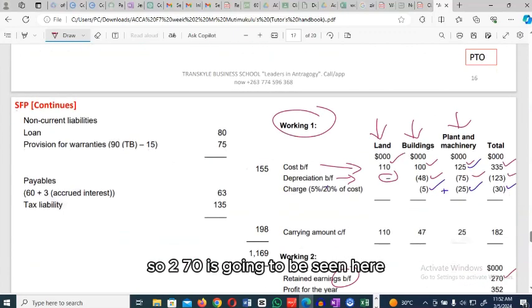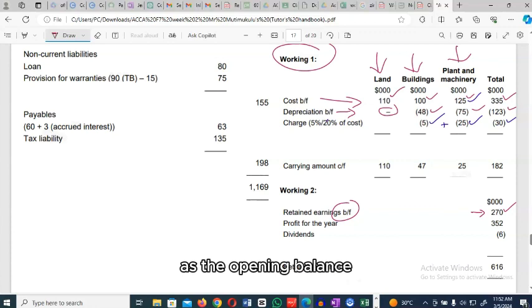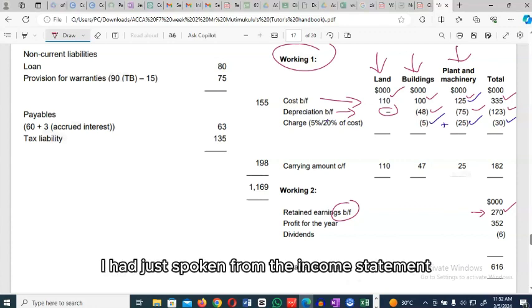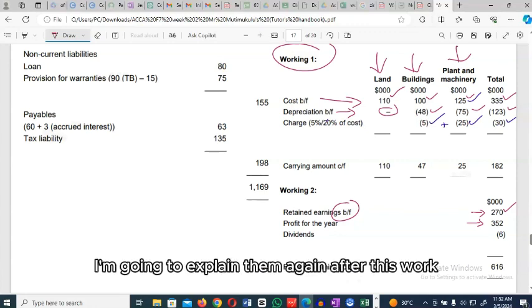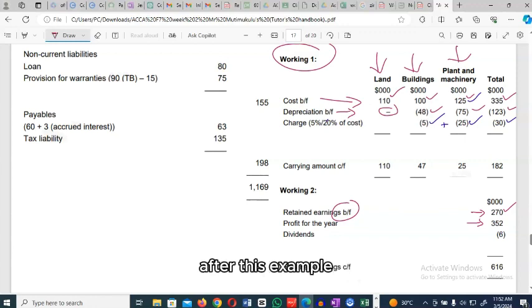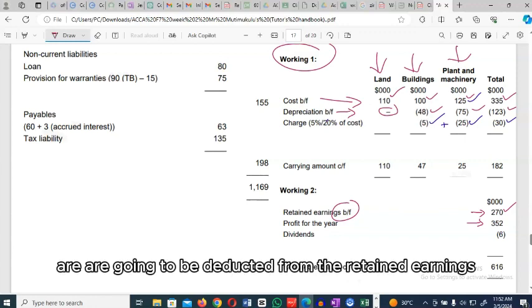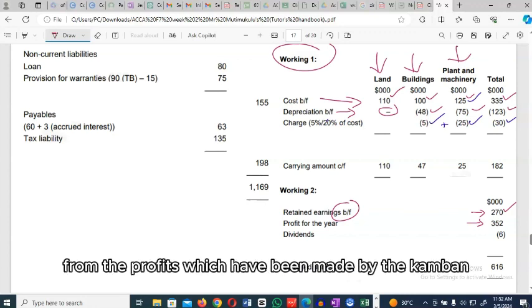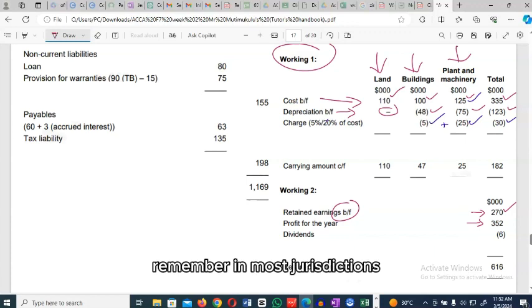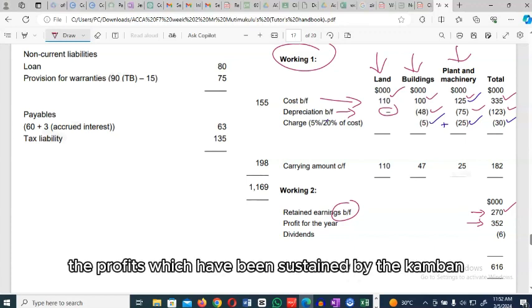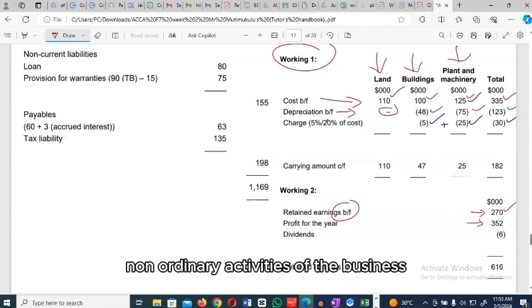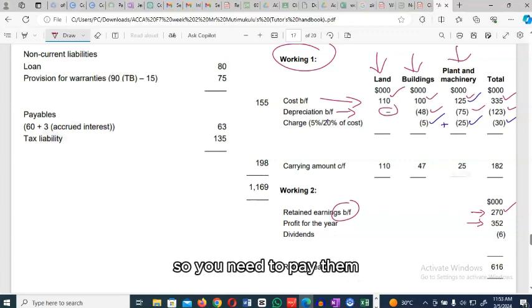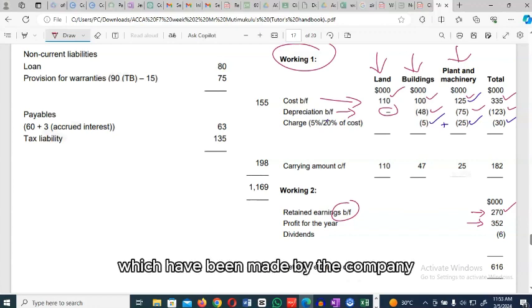So 270 is going to be seen here as the opening balance, and the 352 I had just spoken about from the income statement which we have done has to be added there. Then we have to deduct the dividends. If we pay the dividends, I'm going to explain them again after this example. The dividends are going to be deducted from the retained earnings, from the profits which have been made by the company. Remember, in most jurisdictions, dividends are only going to be paid from the profits which have been sustained by the company. You are not allowed to pay dividends from non-ordinary activities of the business. So you need to pay them from the profits which have been made by the company.